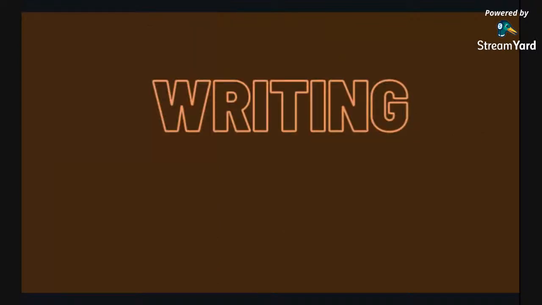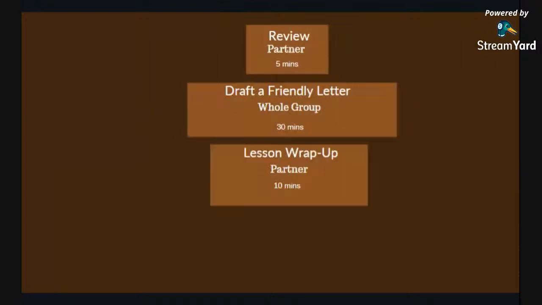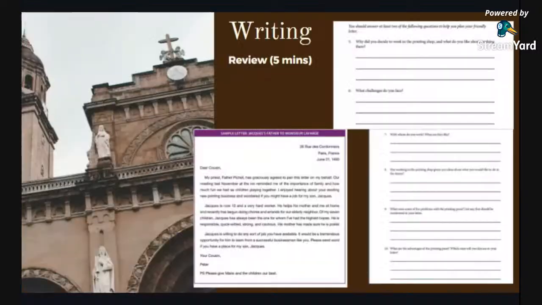Okay, moving on to writing, the next component of lesson 5. This is divided into 3 subcomponents for the remaining 45 minutes of the ELA block. Review with a partner for 5 minutes, draft a friendly letter, whole group 30 minutes, lesson wrap up with a partner for 10 minutes. Take a closer look at each of those subcomponents.